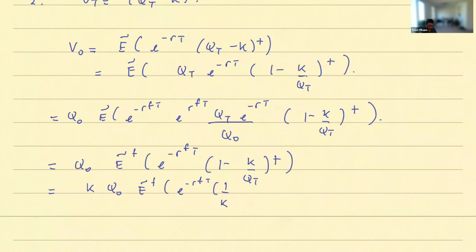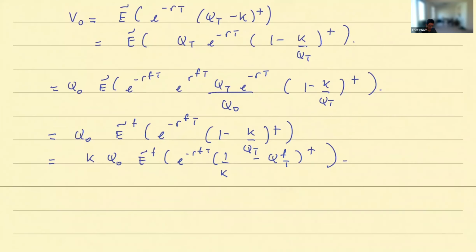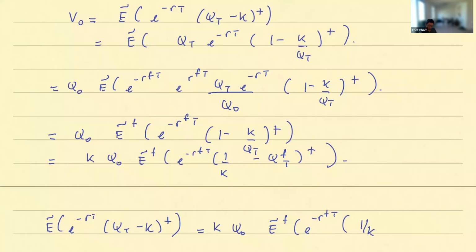Right? And then this will become QF. Right, let's pay attention. What we're saying is, we start out with a call option on the foreign exchange rate. We strike K. What do we end up with? We end up with a put option. We strike 1 over K on the other exchange rate.